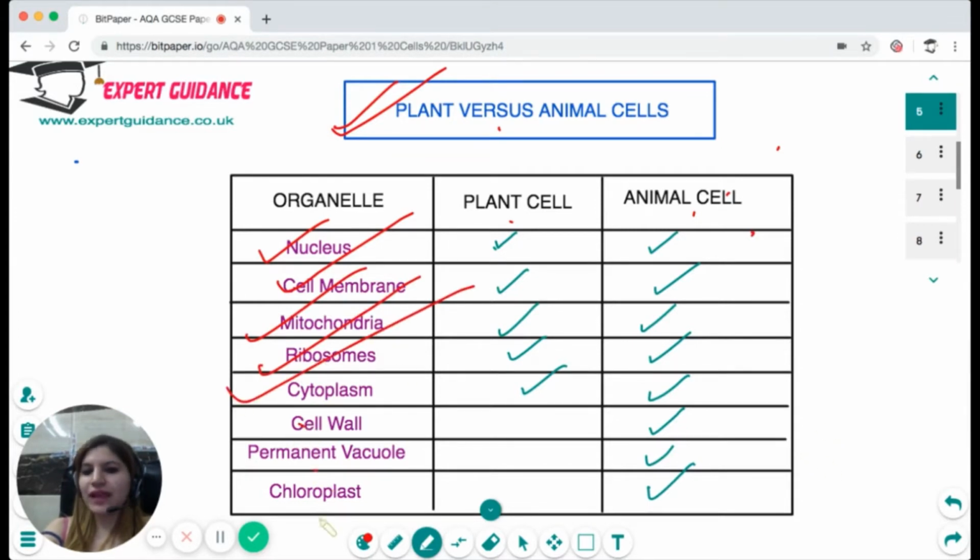But cell wall, vacuole, and chloroplast are present only in the plant cell. So they are absent in an animal cell and present in a plant cell. Okay, so this difference is very, very important.